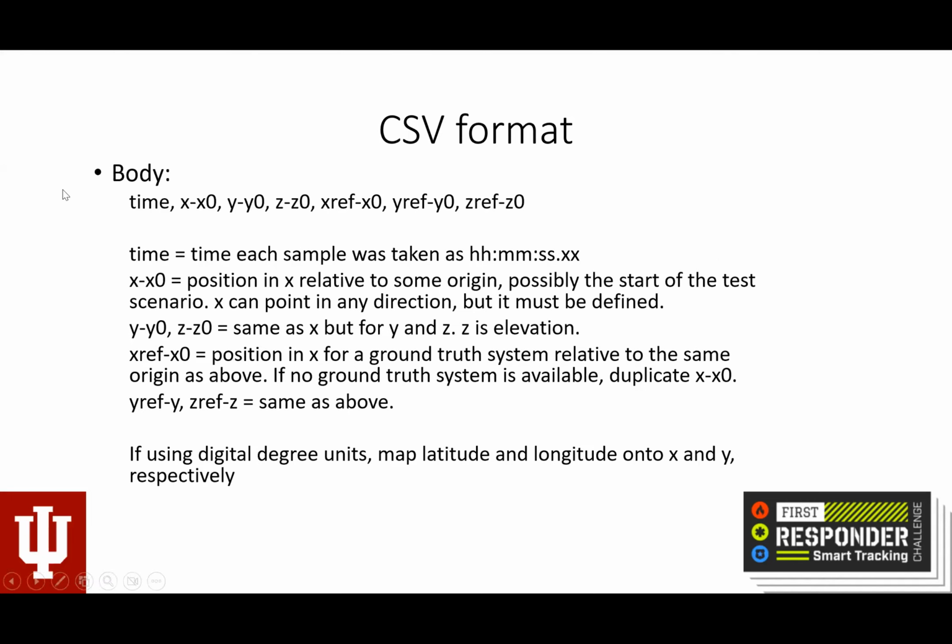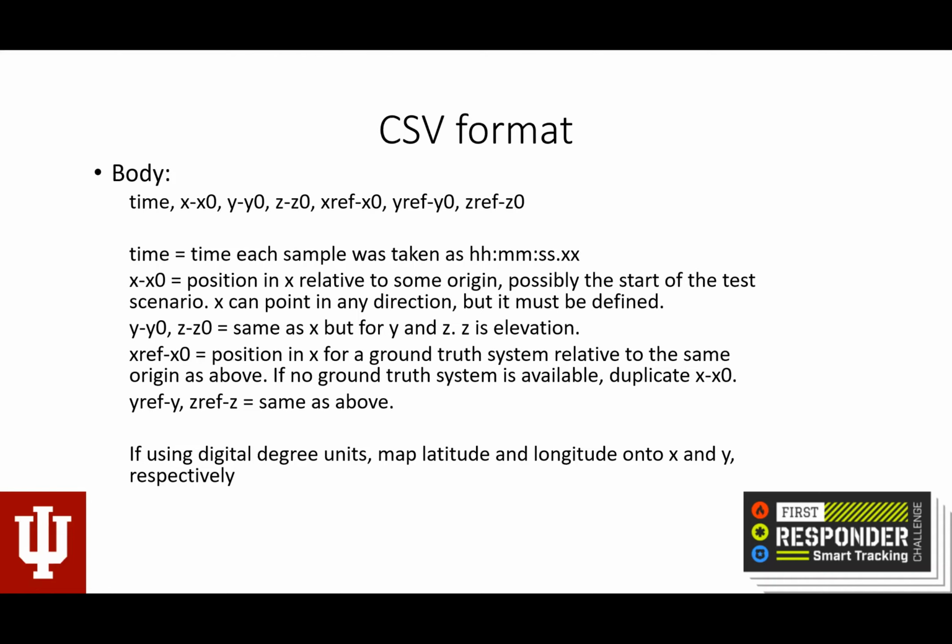Next, in the body of that CSV format, we ask for time. The time each sample was taken as hours, minutes, seconds, and then 2 decimal places to be the quarters of a second. The X and Y, both relative to the origin, which is the start of the test scenario, or possibly another point, and that would be something to share in your README file. The X can point in any direction, but it must be defined again in that README file. And then Y and Z are similar.